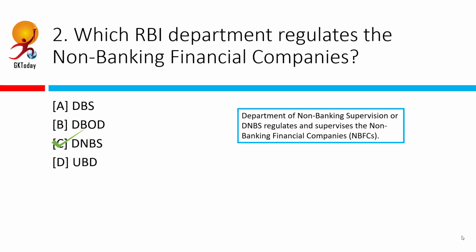There is also a separate body for regulation of regional rural banks. It is known as Rural Cooperative Banks, and it is done by Rural Planning and Credit Department. I beg your pardon, it's known as Rural Planning and Credit Department, which regulates regional rural banks. And these banks are, however, supervised by a separate body, that is NABARD.